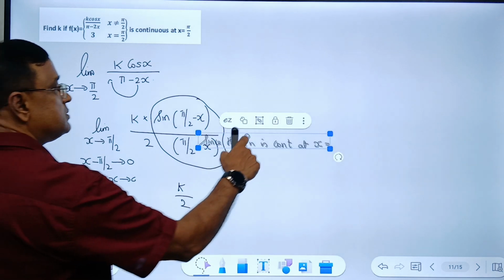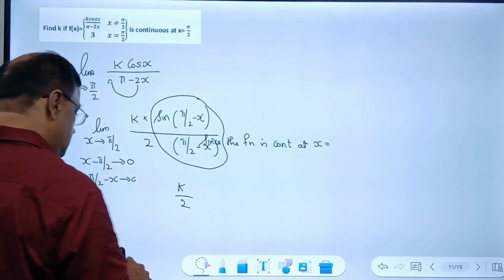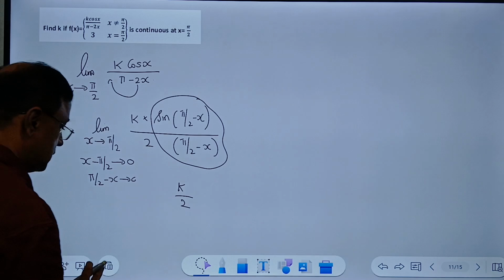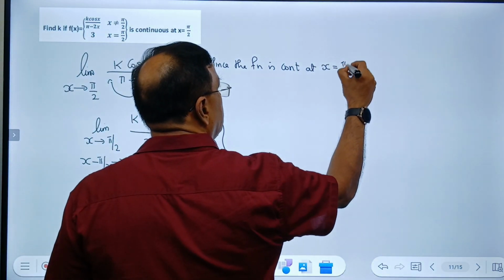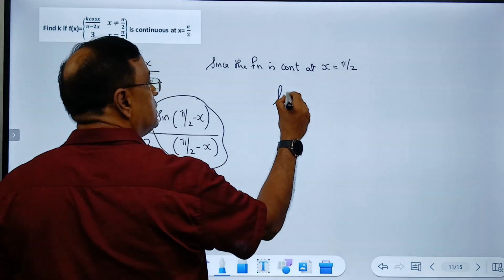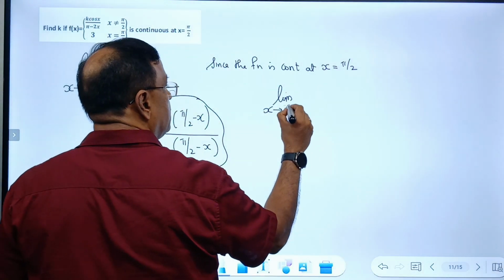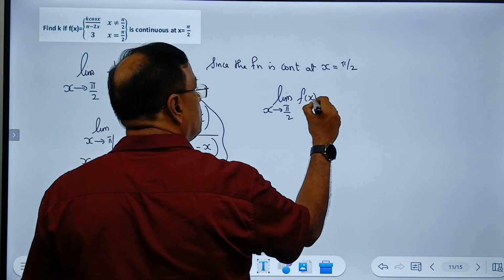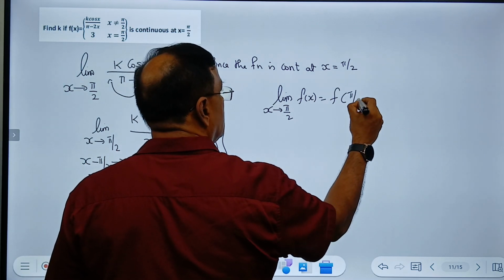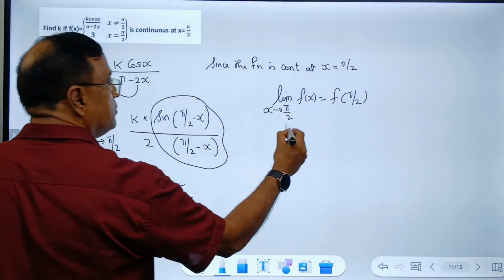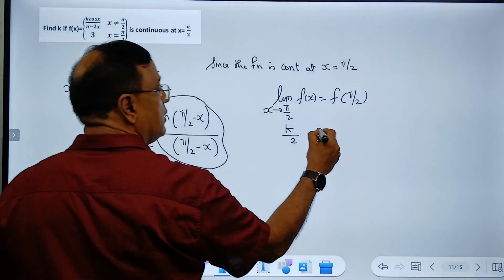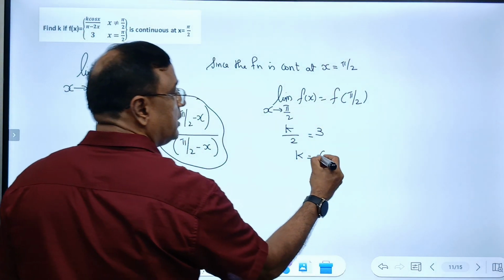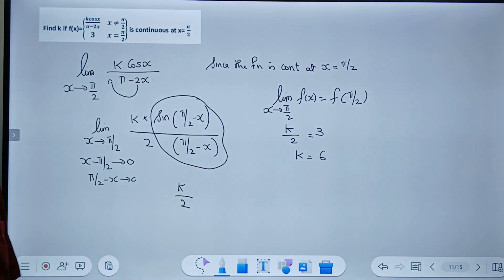Then what do you write? Since the function is continuous at x is pi by 2, what is my limit? Limit x approaches pi by 2, f of x is equal to f of pi by 2. Now what is my limit? Limit is k by 2. And what is f of pi by 2? F of pi by 2 is given as 3. So what is k equal to? My k equal to 6. Simple, isn't it? Now let's go to the next question.